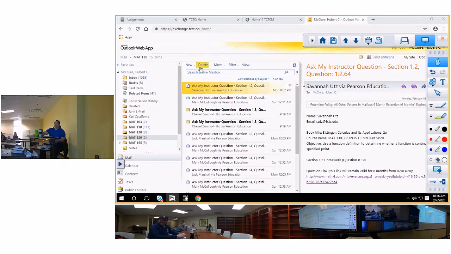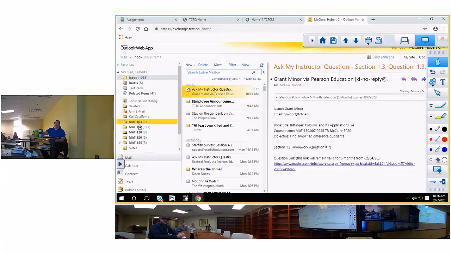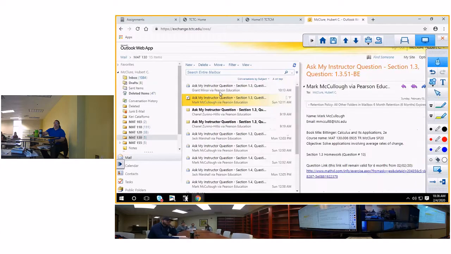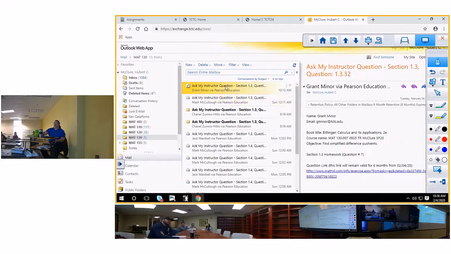That's true. All right, let me go back and move this question over there to 130. It's supposed to do it itself, but I gave up on it because I've tried to get it to do it several times, but it doesn't. By date and by subject. There we go.